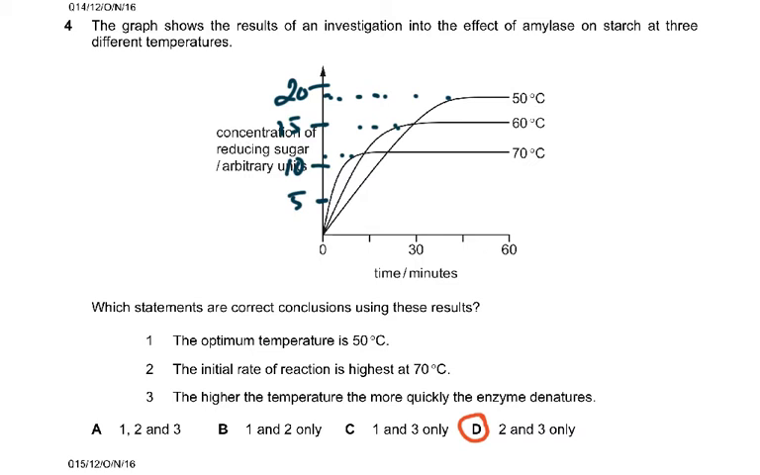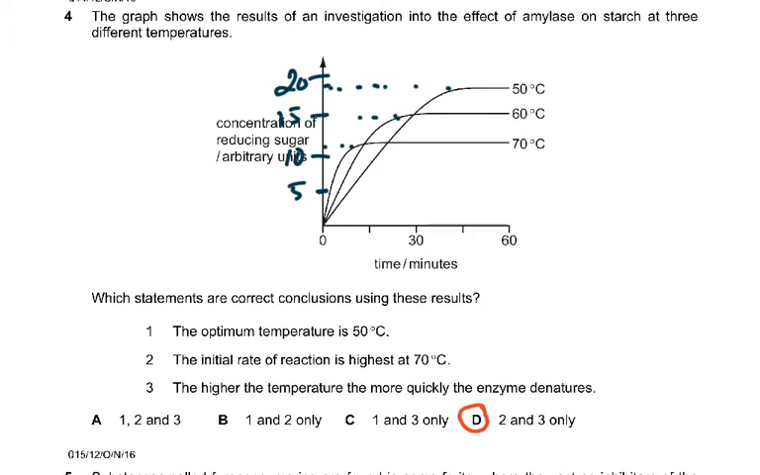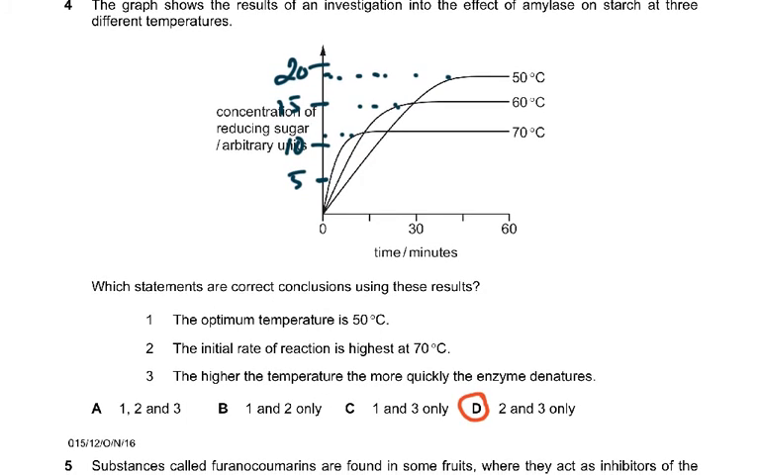Concentration of reducing sugar: 10, 11, 15, 20 arbitrary units. Now it says which statements are correct conclusions using these results. The optimum temperature is 50. No, how can we say the optimum is 50? We haven't tried 40, 30, 20, 10. We don't know. We've just used three temperatures.